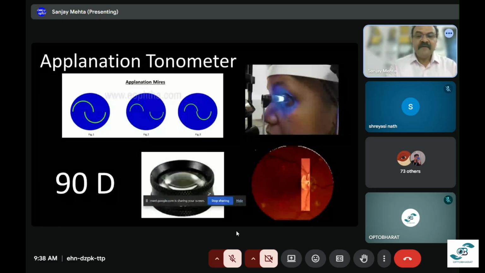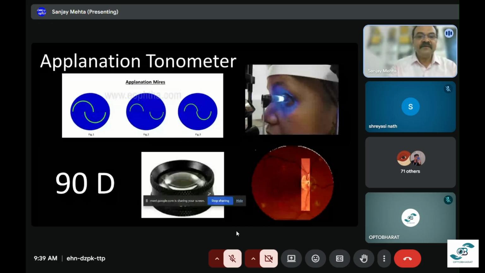Then we have the 90D lens, wherein through using a slit lamp, making a slit, with the help of the slit, we can see the optic nerve easily. Again, sorry to say, I'm not very expert in this. I have not tried it, though it was there in my practice. Then we have the applanation tonometer, which is again the gold standard for measuring the IOP. That is also important to check the health of the optic nerve.